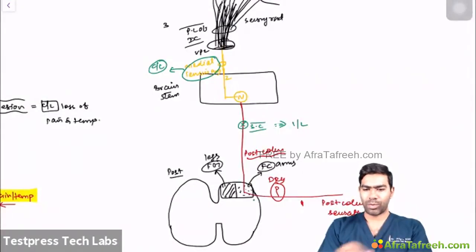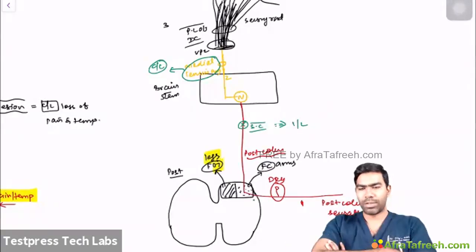Usually I remember by a mnemonic called graceful legs. So legs of many heroines will be very graceful. So that's why we remember it as graceful legs. So gracilis carries from the legs.